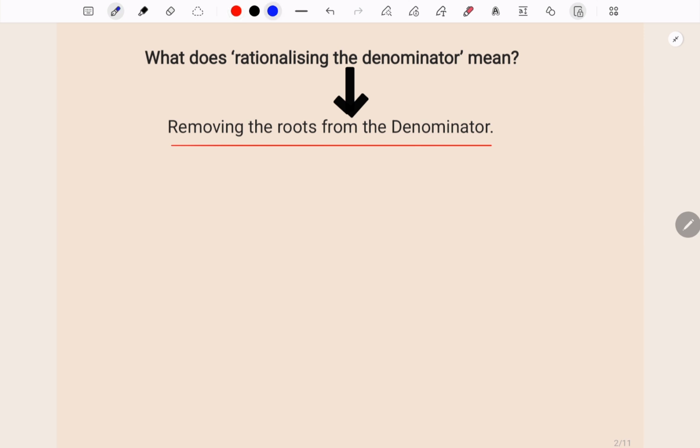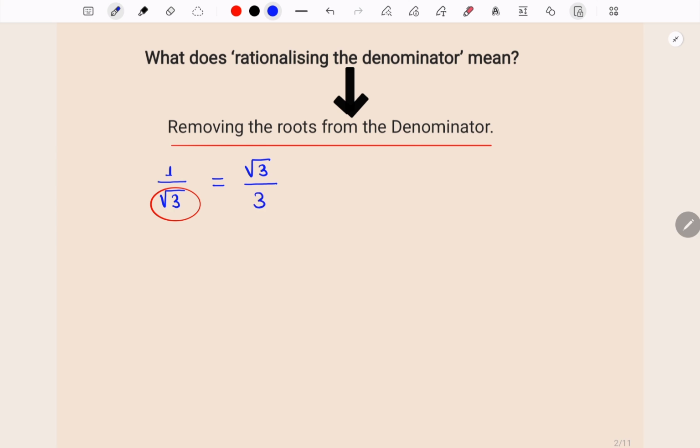Let's take an example. Let's say we have 1 over root 3. Here the denominator is root 3, that is a surd. So when the denominator of a fraction contains a surd, we rewrite the fraction so that the denominator contains only rational numbers. This does not change the value of the fraction. We are only rewriting it in a more acceptable form. So 1 over root 3 is actually equal to root 3 over 3.